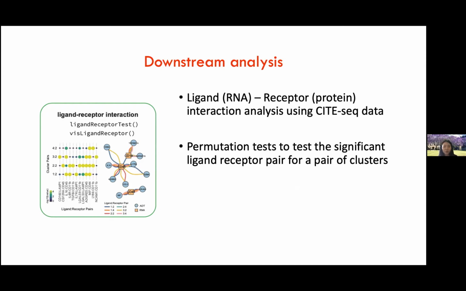So similar to what is implemented in CellPhoneDB, we perform a permutation test to select the significant ligand receptor pairs for a pair of clusters. So next I will show how to do it using the CiteFuse package.